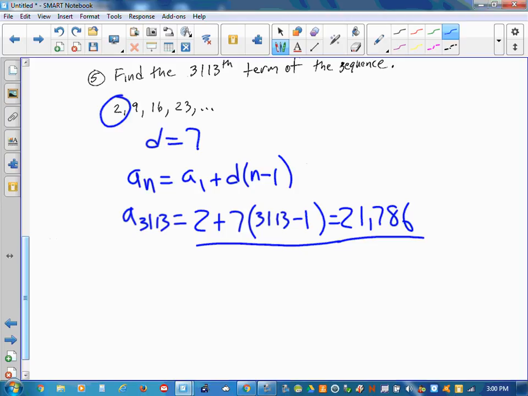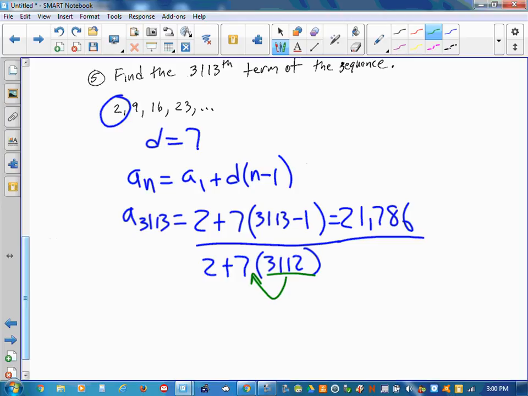It's important to understand the simplification of this because I think it helps you to understand what's going on here. You're not adding 3,113 sevens, right?